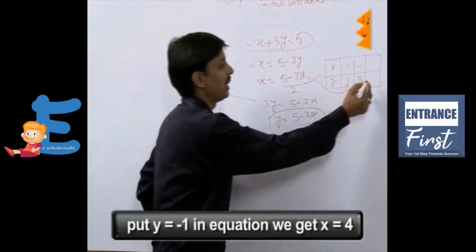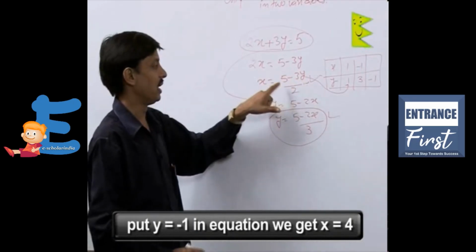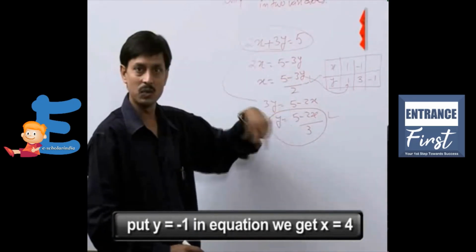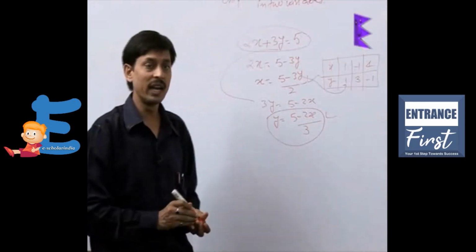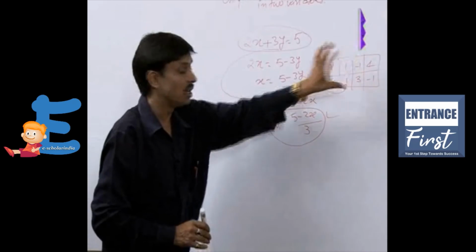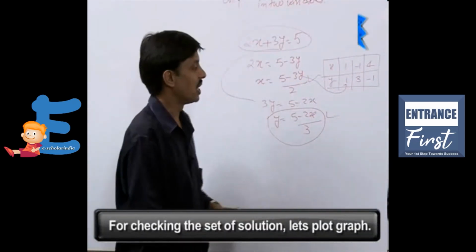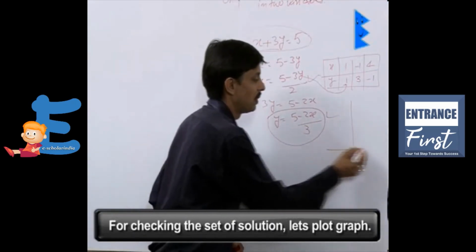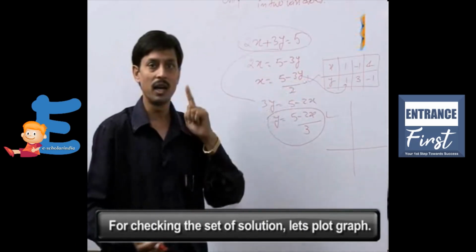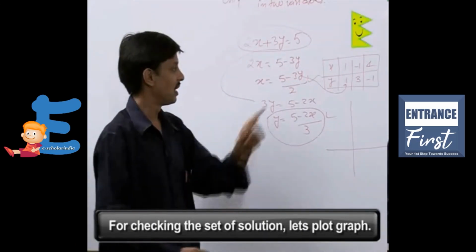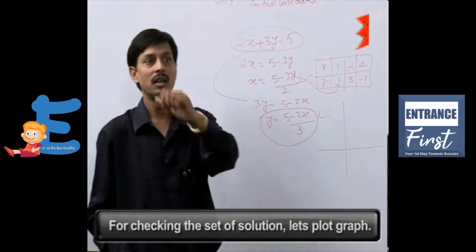If I opt y as minus 1, I get the result 5 minus 3 into minus 1, that is plus 3, 5 plus 3, 8 upon 2, that is 4. How can I check whether these three sets of solutions I have taken are right or wrong? We are going to plot the graph, and if the line is coming straight, then automatically I must understand, yes, the points we have chosen, the pairs we have framed, are correct.